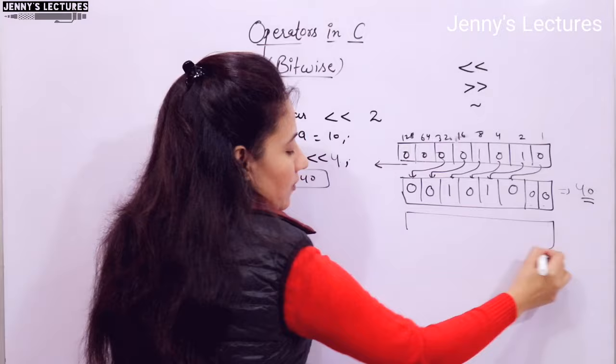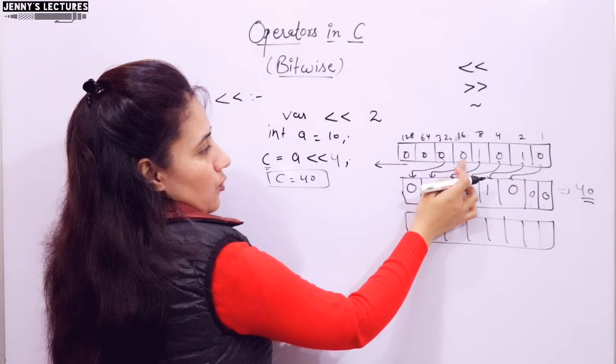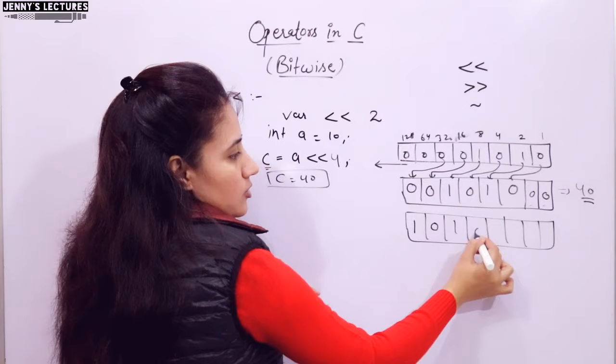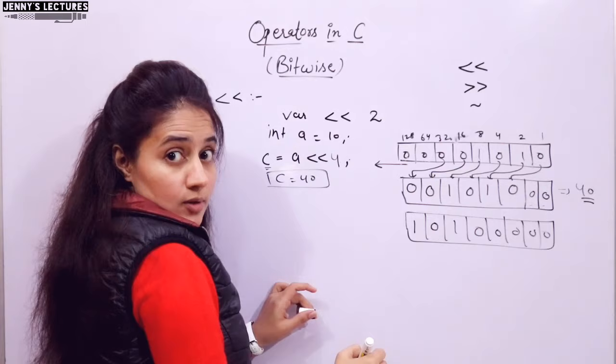These 4 bits, 1, 2, 3, 4, would be discarded. Now this 1 would be at this place, 1, 0, 1, 0. The remaining trailing bits would be filled with 0, 0, 0. Right? Now what is the decimal number of this one?